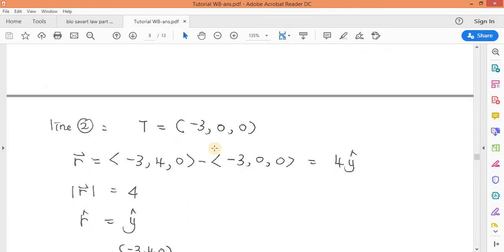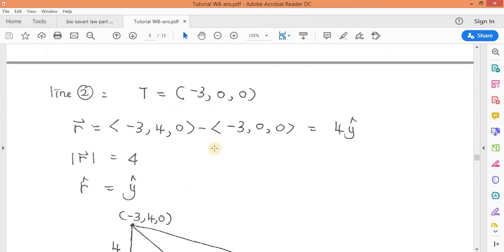So for the finite line along the x-axis, the y position for the coordinate t will be 0, and z also will be 0, and the x will follow the x of the observation point, -3. As a result, you get 4y for your vector r, and your magnitude will be 4, unit vector r will be y.